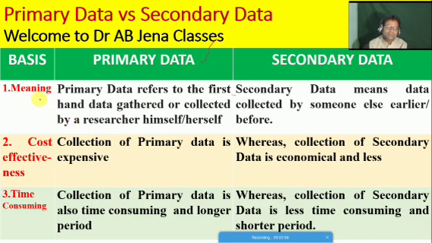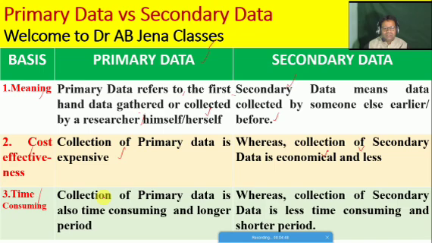First, the basis of comparison: meaning. What is the meaning of primary data and of secondary data? Primary data refers to first-hand data gathered by a researcher himself or herself, whereas secondary data means data collected by someone else earlier. The secondary data are already available, whereas primary data is to be collected by the researcher for the first time. Second, the basis of comparison: cost effectiveness. Collection of primary data is expensive, whereas collection of secondary data is economical and less costly compared to primary data.